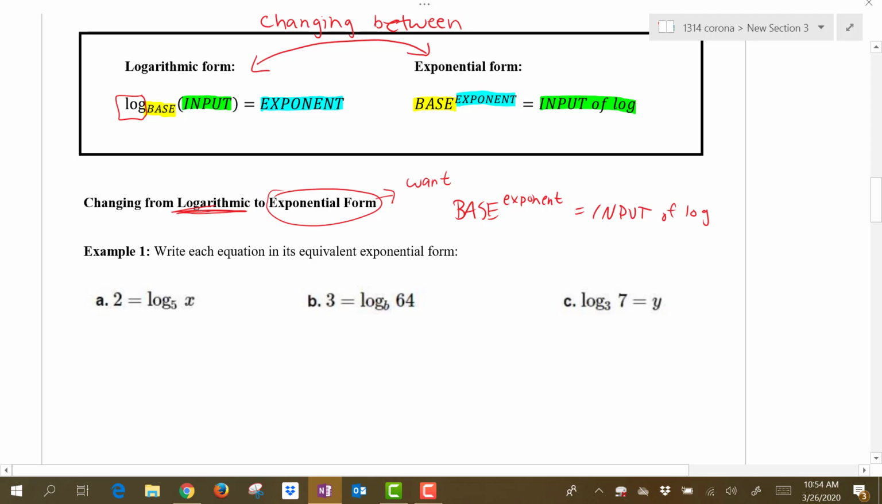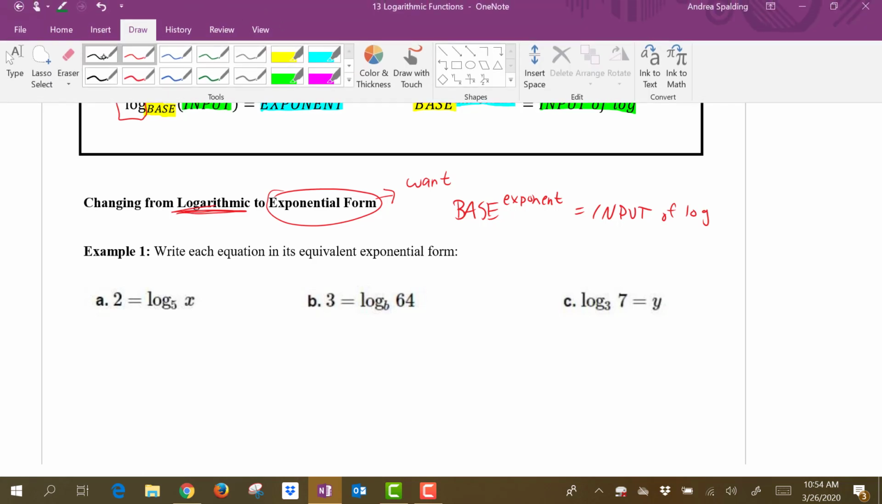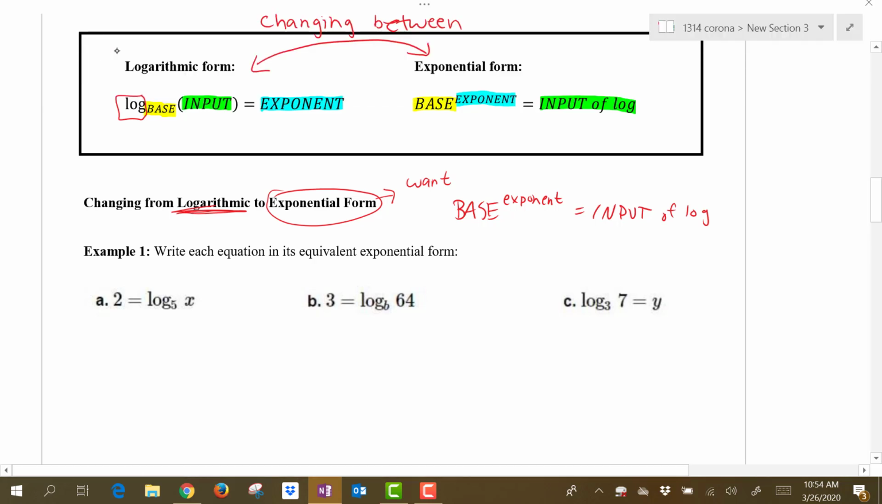Okay, so this is a really important concept, and we're going to use this concept again in later videos. So take a minute, make sure you're really paying attention to what we're doing here. Our goal here is to rewrite each of these equations from log form, this is what they're currently in, to exponential form. Okay? In order to do that, we're going to identify the three moving pieces.